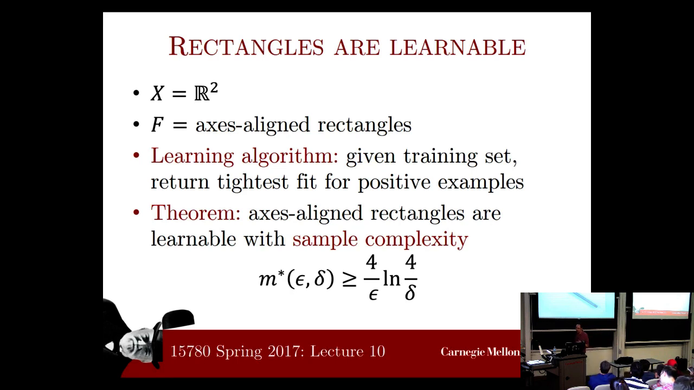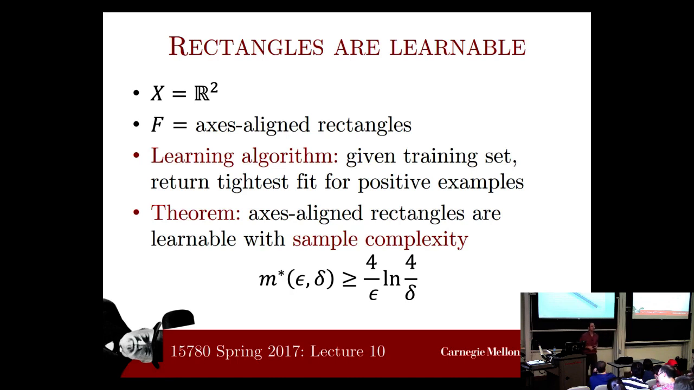And I want to argue that this is a learning algorithm for axis-aligned rectangles. Moreover, m star is often referred to as sample complexity, and it has the following sample complexity. For a given epsilon and delta, if you give me 4 over epsilon ln 4 over delta examples, then I'm going to learn a rectangle with error epsilon with probability at least 1 minus delta. So I'm going to achieve that goal if you give me this many examples.